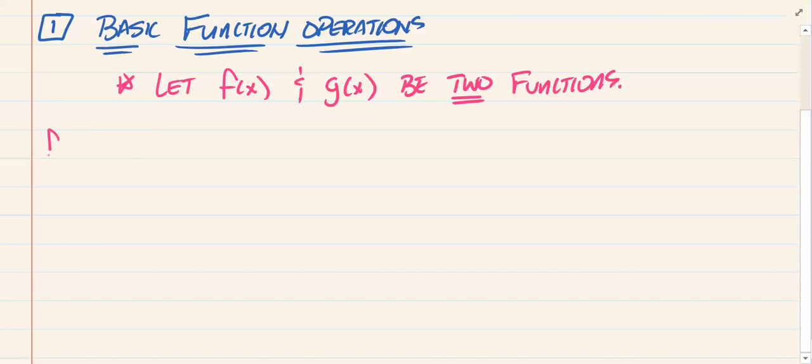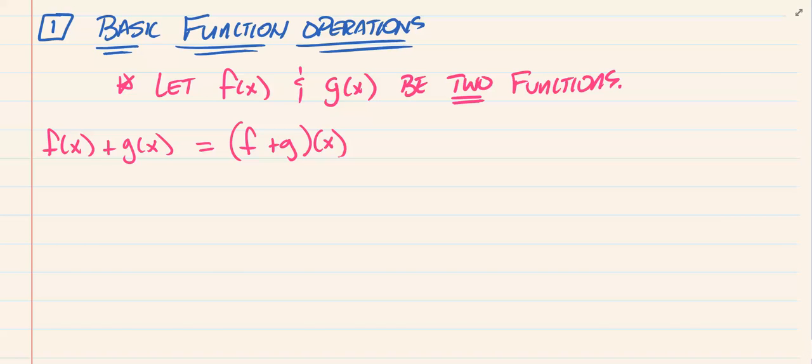So what does it mean then to add two functions, f of x plus g of x? What does that mean? And how do we write it? Well, it means that we want f plus g of x, right? We're allowed to write it like this. So if we're adding two functions, this is the notation that we're going to use, f plus g of x.